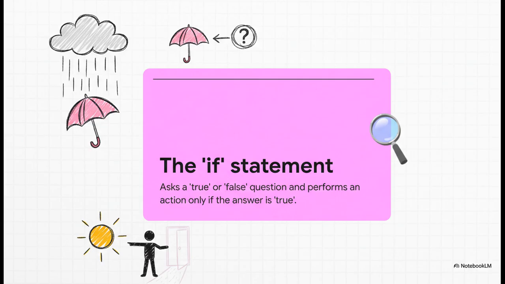Think of it like this. If it's raining outside, then you take an umbrella. That's it. It's a one-way decision. What if it's not raining? Well, then you just don't take the umbrella. Simple as that. The action only happens if that if condition is true.